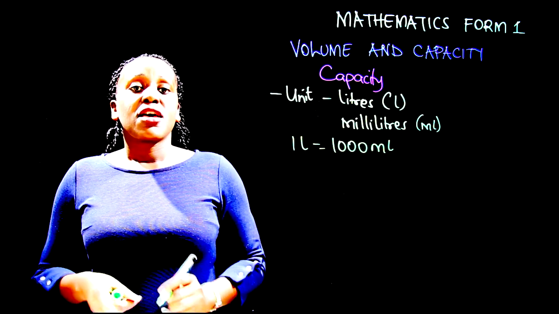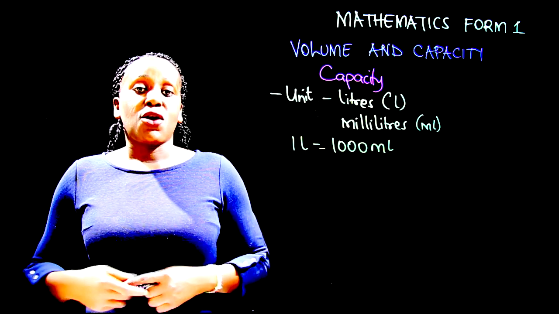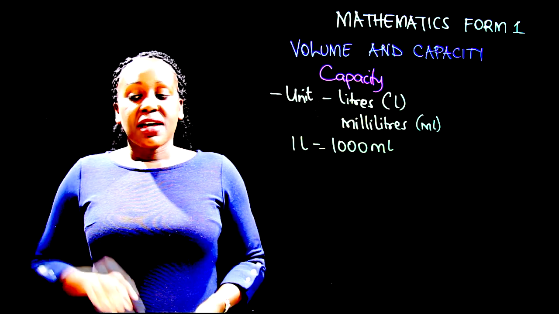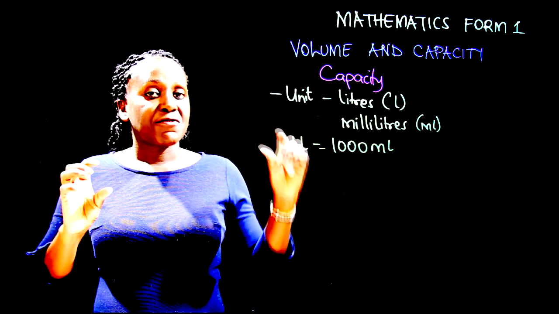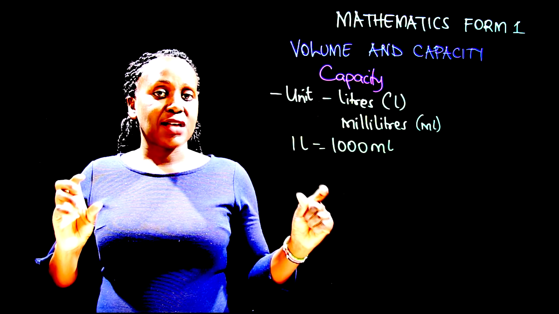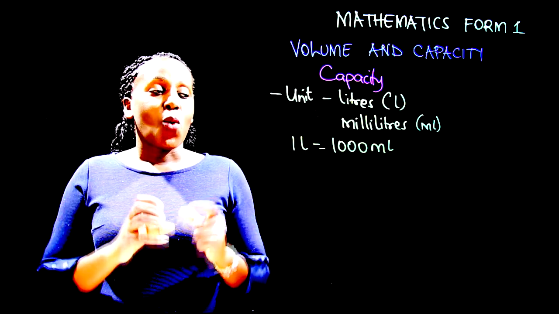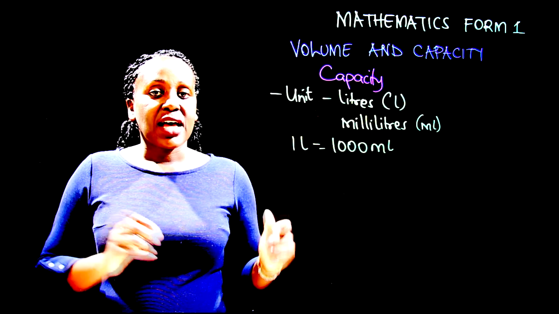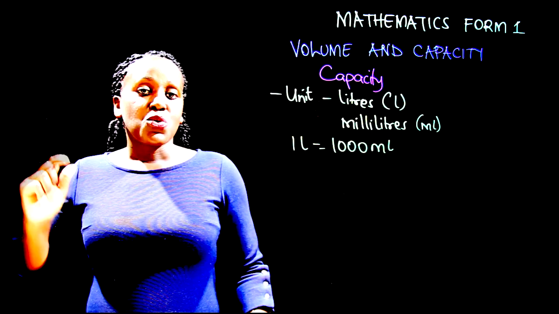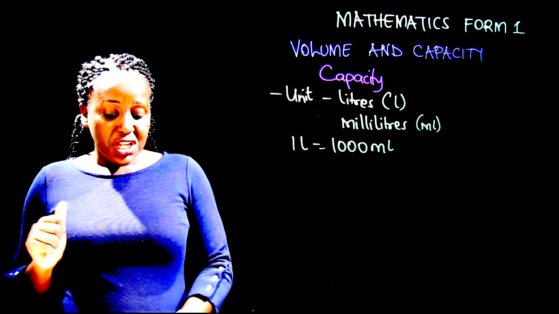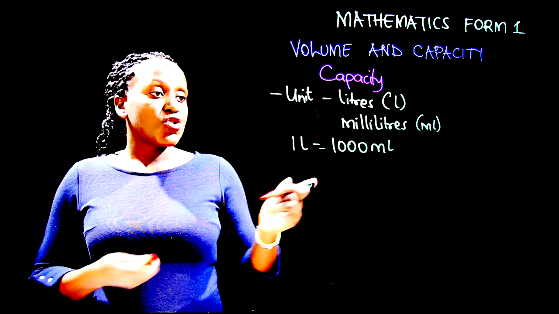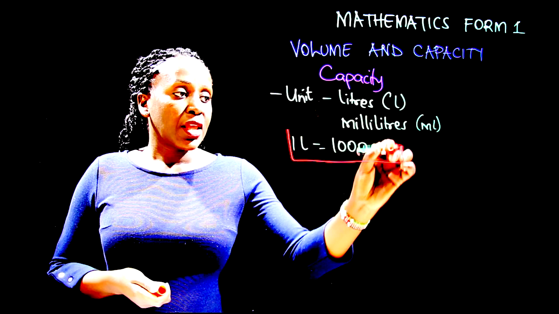Okay, if you want 1 liter of soda, you can take 500 milliliters of soda and 500 milliliters of soda to make 1,000 milliliters of soda, and that would be equivalent to 1 liter. So this is a relationship that you must recall.